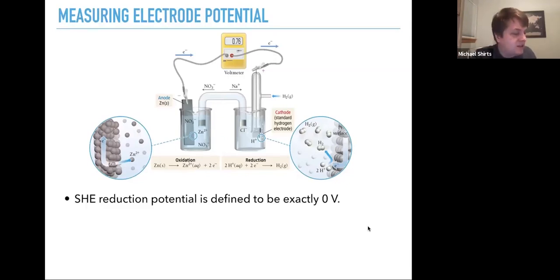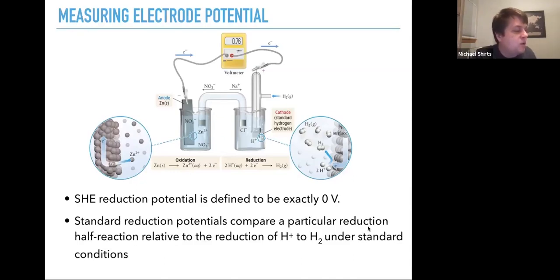Okay, so the standard hydrogen electrode reduction potential is defined to be 0, so we can compare a particular reduction half reaction relative to that reduction of H+ to H2 under standard conditions. And of course, you could do this same experiment with other electrodes as well if you've benchmarked the first electrode to the standard hydrogen electrode. So there's a lot of different ways you can measure it. You don't always have to measure with the standard hydrogen electrode, but you have to measure at least one compared to the standard hydrogen electrode, so then you can make all the other comparisons.